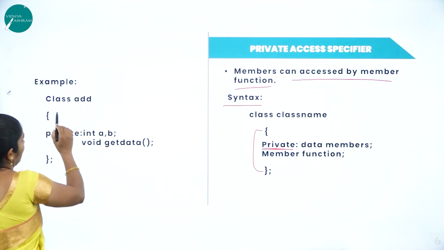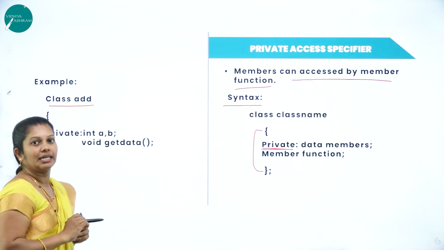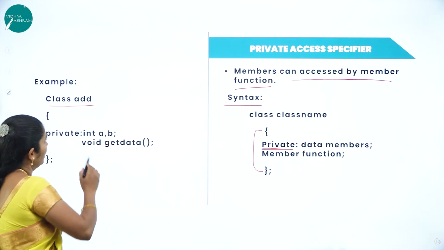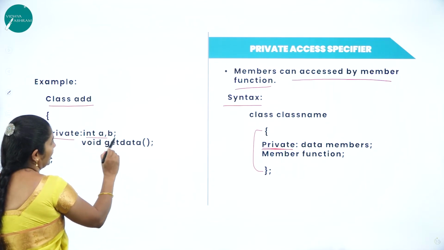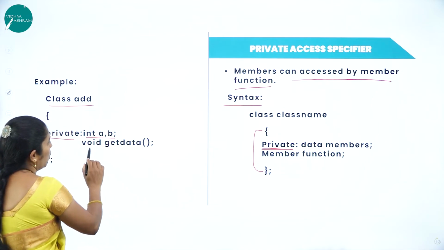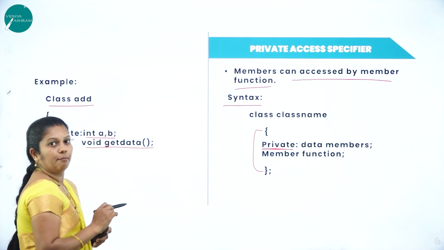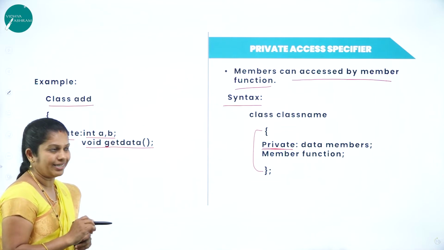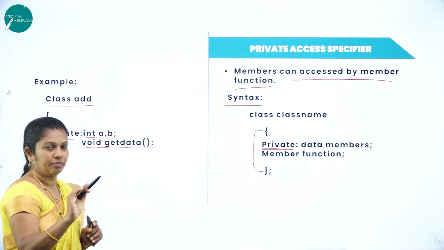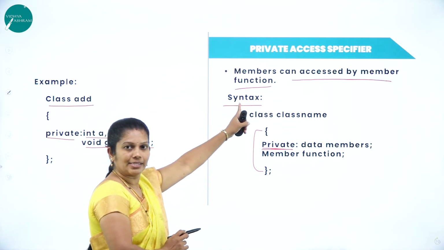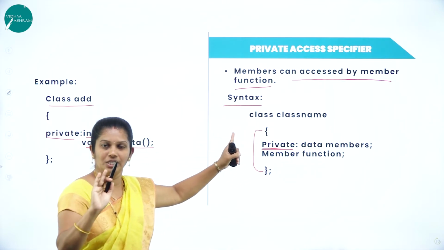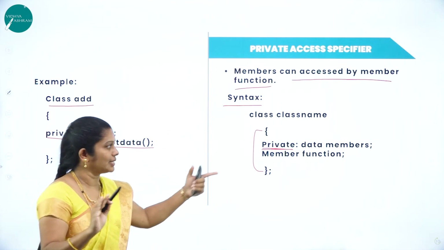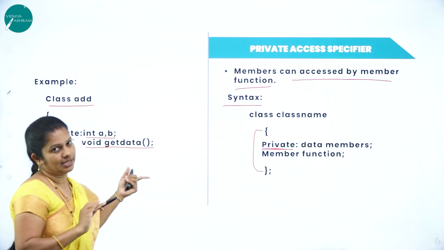If you observe the example, here we have the class name given as add only. Here the access specifier we consider is only private, then int A B are the data members, and void getdata is the member function. Now is it clear? Then three things you have to remember. One is access specifier, under that private. Private means only member function as well as friend function can access it, then syntax as well as example.